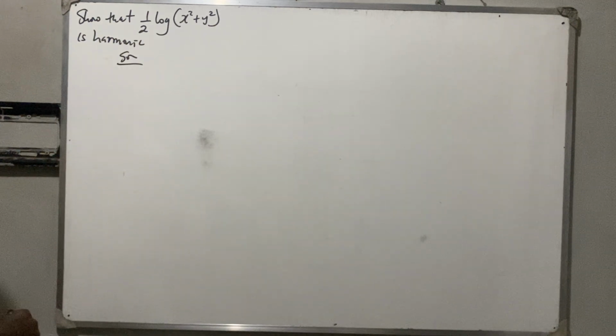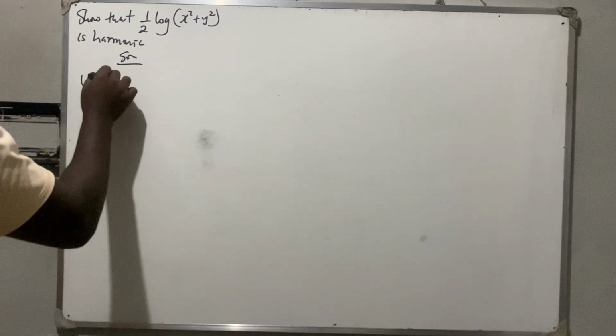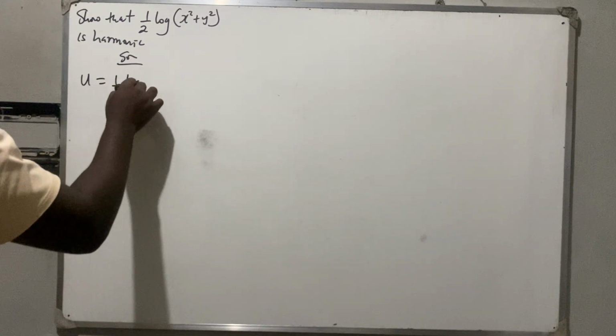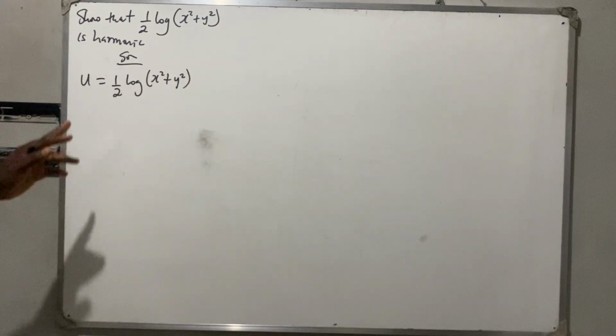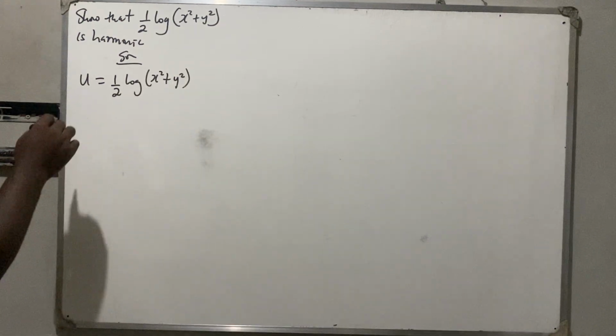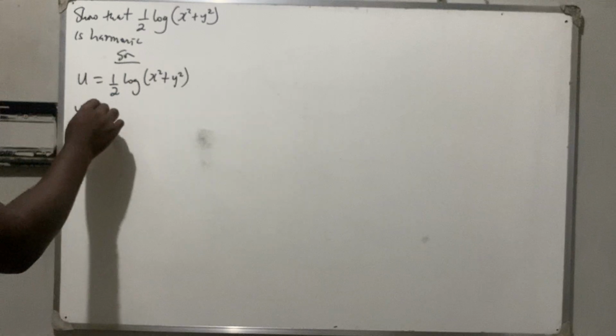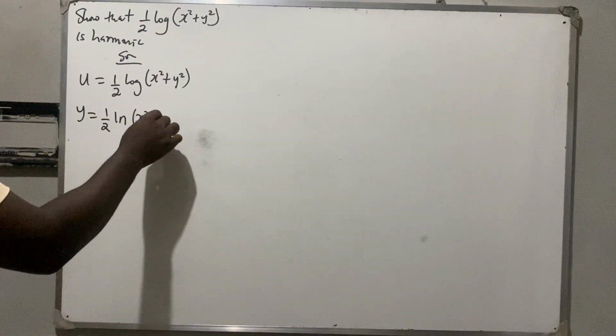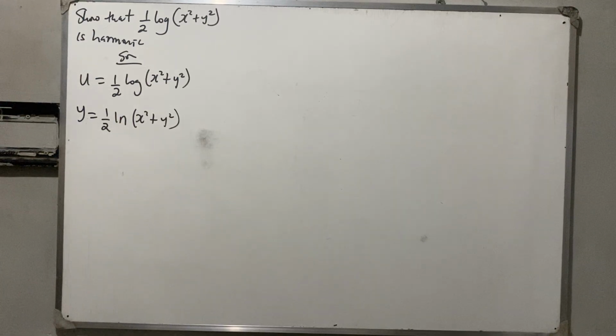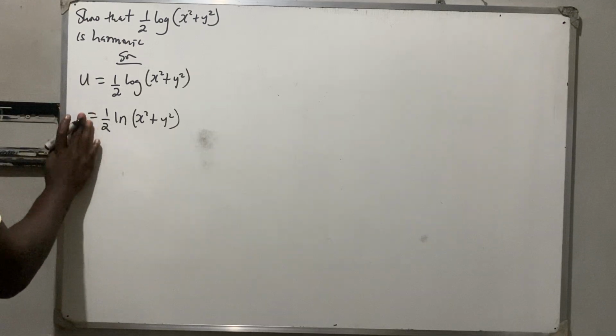We are given that u is equal to 1 over 2 log of x squared plus y squared. I don't like using this type of log. I like using ln. It is easier for me. So u is equal to 1 over 2 ln of x squared plus y squared. Okay, so with this, what do we do? We take the first and the second derivative. Sorry, u, not y.